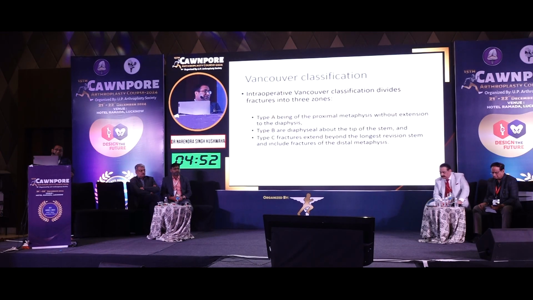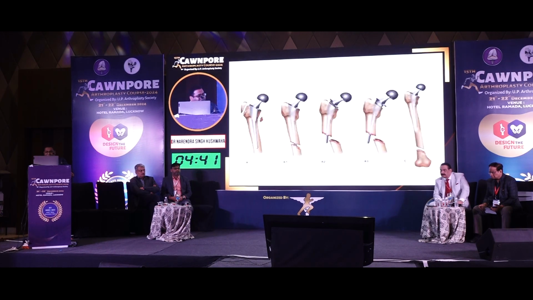Vancouver classification is the right classification, divided into type A, B, and C. The pictorial diagrammatic representation is here.